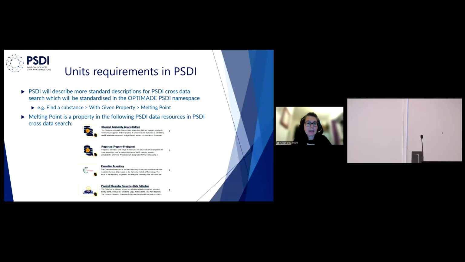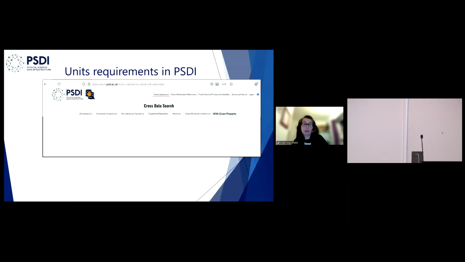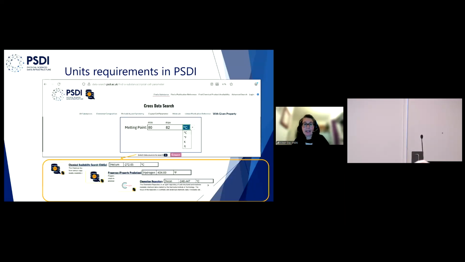So in PSDI, we would like that to be a bit more flexible. For example, if we were going to add melting point to the cross-data search, which is something that we would like to do that's not already in there, we have some PSDI data resources which have that property in them. What we would like is that the user who's doing the search in PSDI could put in their search criteria in a variety of units, not just one, and that it would be able to search different data sources where the melting point might be stored in different base units, and it might even have a data source where different values of that property are stored in different units. So we want to allow unit conversions and unit definitions on all of these different levels.